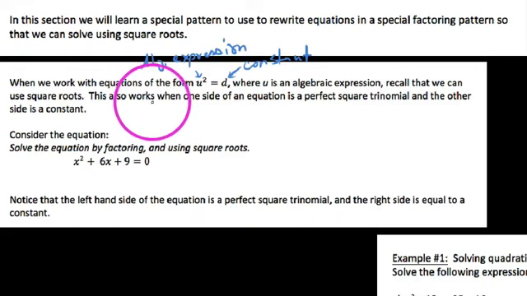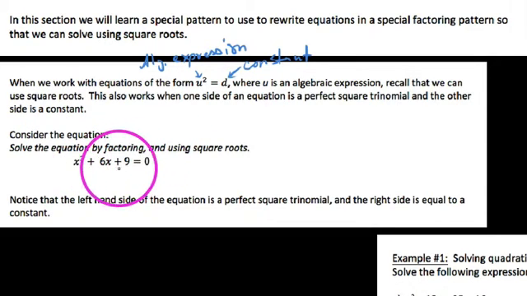So we say this also works when one side of an equation is a perfect square trinomial and the other side is a constant. Essentially what I want to point out in this next series of videos is a special factoring pattern that we would use here so that we could factor a trinomial into a perfect square binomial. Okay. So looking at what we have here, it says solve the equation by factoring and using square roots.